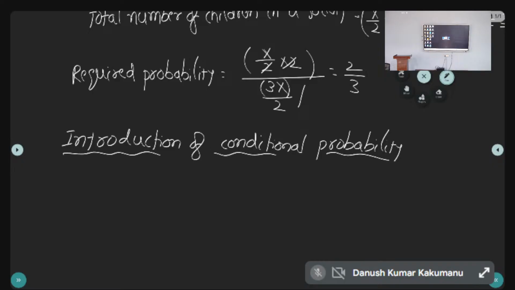I will not give you any definition. I will give you an example first. From that example, I will try to explore. Very simple example.